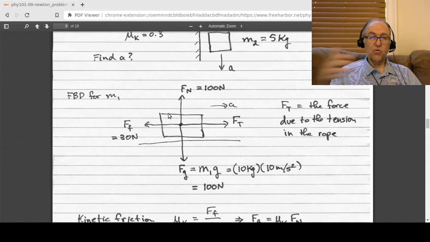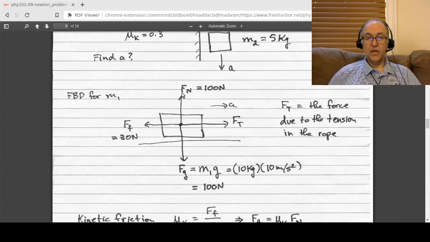Next, ask yourself what forces are acting on this. Well, you've got the force of gravity down. Great, that's Fg. How big is Fg? M1g. Why M1? Why not M2? Well, because you're talking about mass number one. So Fg is equal to M1g. M1 is 10 kilograms. g is 10 meters per second squared. So Fg, the weight of M1, is 100 newtons. Okay, great. We've got one force, and we actually have a number and a direction, straight down. Okay.